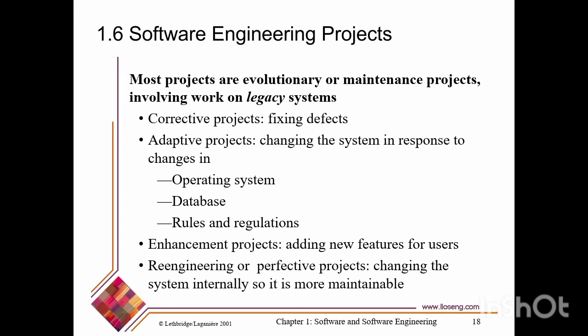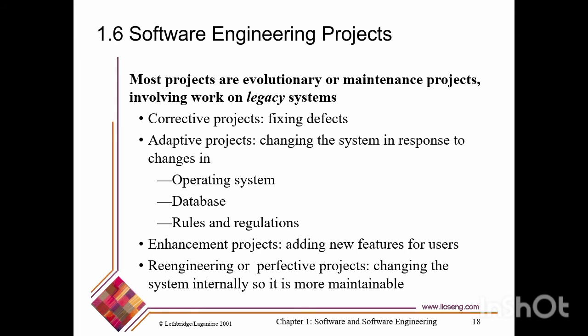Corrective projects: fixing defects. Adaptive projects: changing the system in response to changes in operating system, database, rules and regulations. Enhancement projects: adding new features for the users. Re-engineering or perfective projects: changing the system internally so it is more maintainable. So the classification is corrective, adaptive, enhancement, and re-engineering or perfective projects.